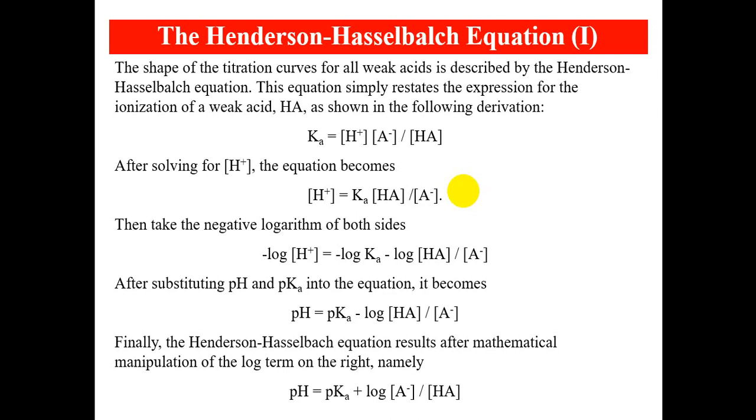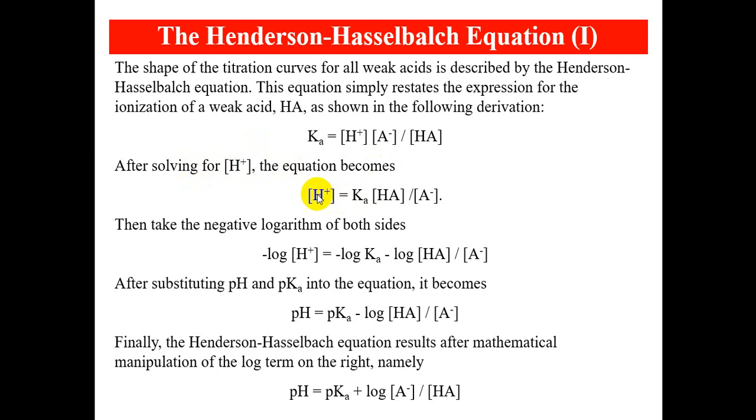Ka is equal to [H+][A-] over [HA]. This acid will break down to release a proton and a base. So after solving for hydrogen ion concentration, whenever you see this bracket, it means concentration.